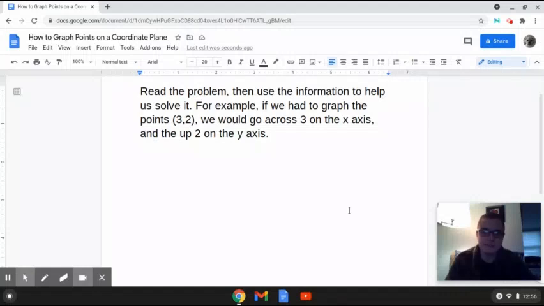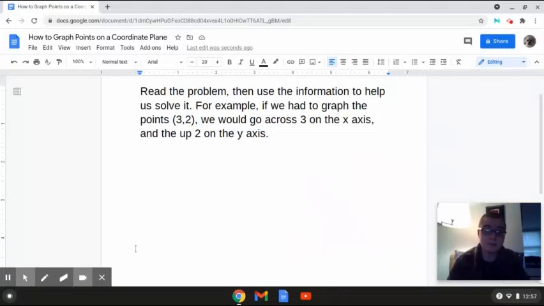Alright, so as I said before, we are going to be learning about how to graph points on a coordinate plane. In a moment, we're going to be doing an IXL where we're going to be reading the problem, then using the information in the problem to help us solve it. For example, if we had to graph the point 3, 2 on a coordinate plane, we would go across by 3 on the x-axis and then up 2 on the y-axis. That's just an example, but it's pretty much what we're going to be doing.